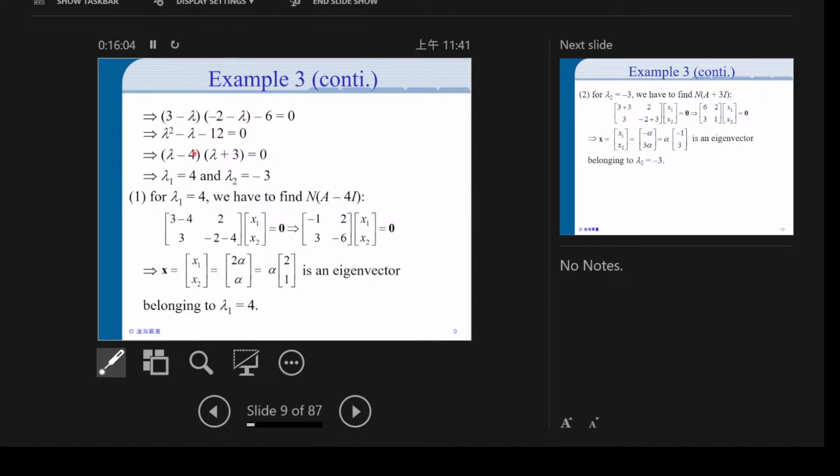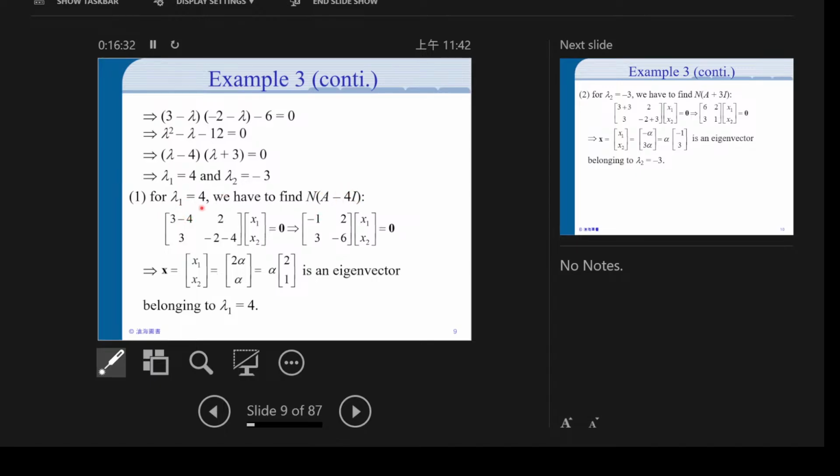We want to factor it. It's (lambda minus 4) times (lambda plus 3) equal to 0. So lambda 1 equal to 4, and lambda 2 equal to minus 3. We have two distinct eigenvalues here. A degree 2 polynomial has 2 roots. And now we fix lambda as the different roots here, and we want to solve for the null space of A minus lambda I.